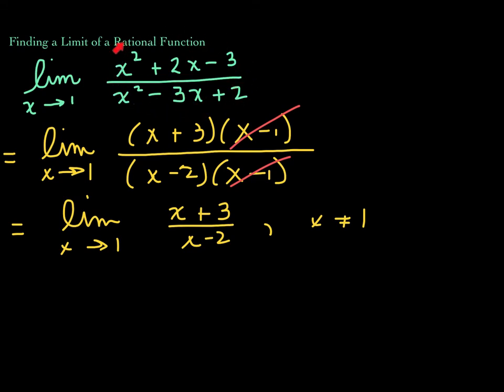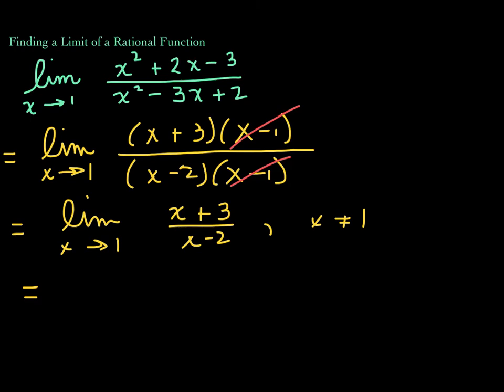This given rational function is equivalent to, or equal to, this rational function as long as x is not 1. So this rational function is equal to this rational function when x is not 1. Because of that, we can say this limit will be equal to this limit.